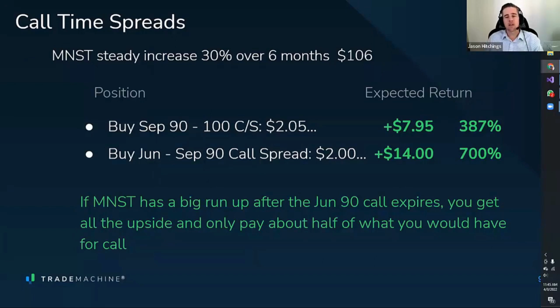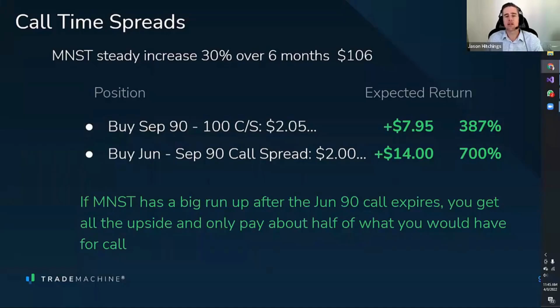That means that we now have the unlimited upside potential as stock goes higher and higher. If the stock goes up 30%, that would be to $106. All of a sudden, that option is worth $16, and it only cost us $2 to enter into the position. So we've made $14 on our $2 investment. That's a 700% return.